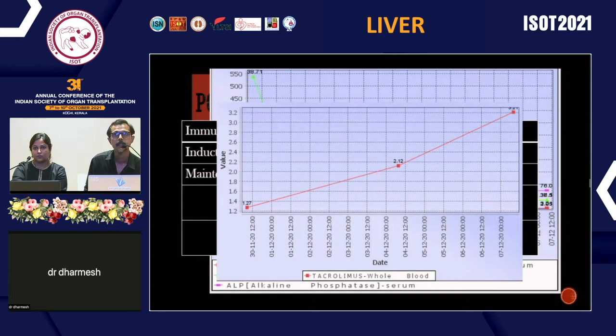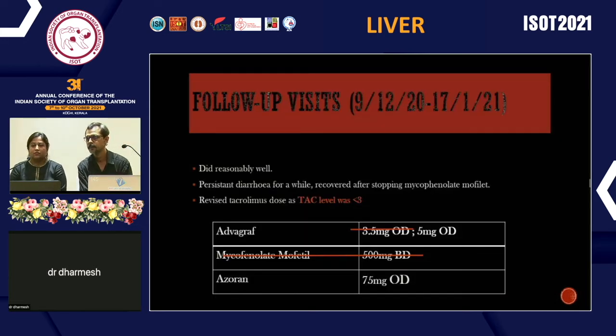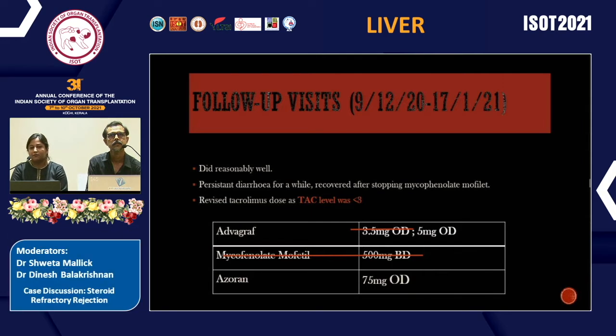Over to Dr. Shweta. So over the next 1.5 months, we saw him as OP visits. He was doing reasonably well. He was on Advagraf, mycophenolate and azathioprine, because mycophenolate had to be stopped as he was having diarrhea. The TAC level during one of the visits was less than 3, so we increased the dose of Advagraf from 3.5 to 5. And after stopping mycophenolate, we added azathioprine 75 mg OD. So up till now, he was doing reasonably well.